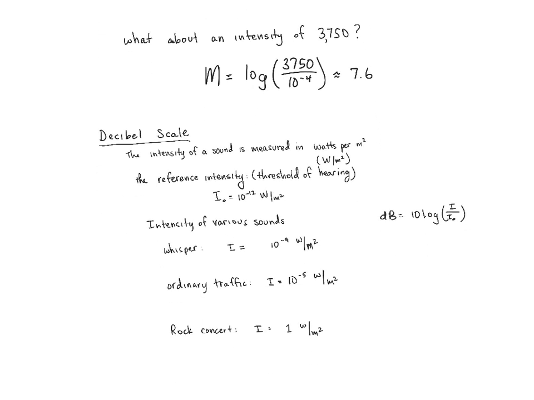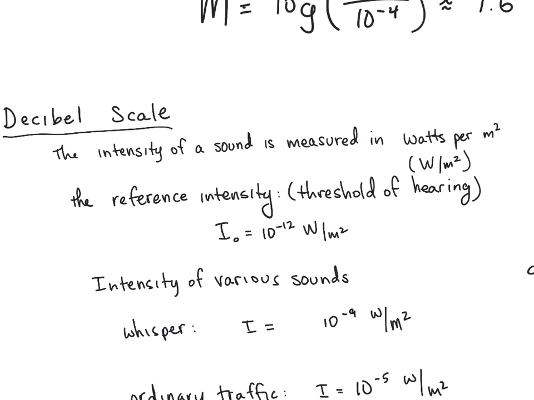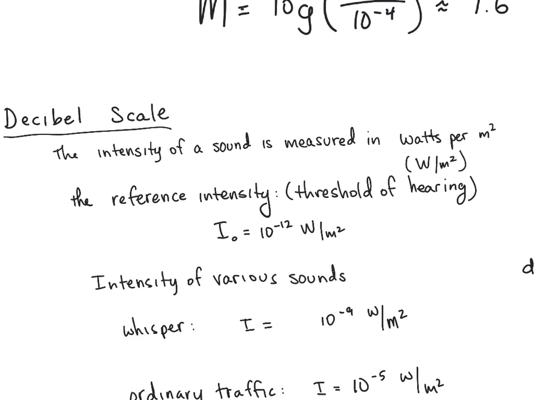Okay, now the decibel scale. So the intensity of a sound is measured in watts per square meter. The reference intensity, or the threshold of hearing, a sound that's just barely audible to the human ear, is 10 to the negative 12 watts per square meter. So this is an extremely small number. 10 to the negative 12 means you move the decimal 12 spots to the left, so it's going to have a bunch of zeros in front of it. So that's the reference intensity.